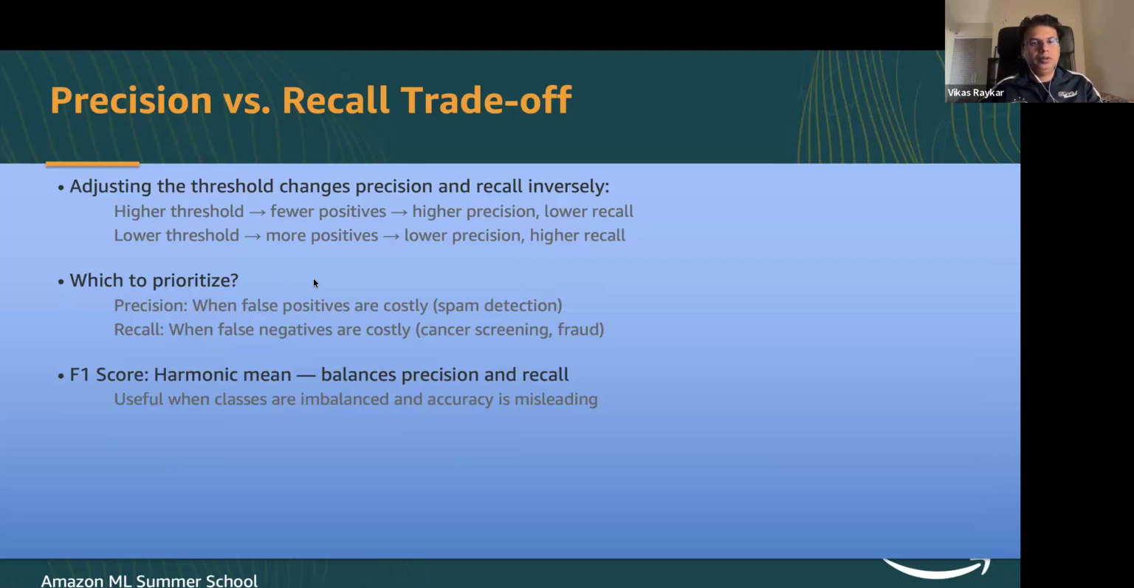For example, if you're in the domain of spam detection, where false positives are costly, you may want to prioritize precision. But let's say you're doing cancer screening or fraud detection where false negatives are costly, then you may want to focus on recall. And if you really cannot make a call, then you would probably use the F1 score, which balances precision and recall.